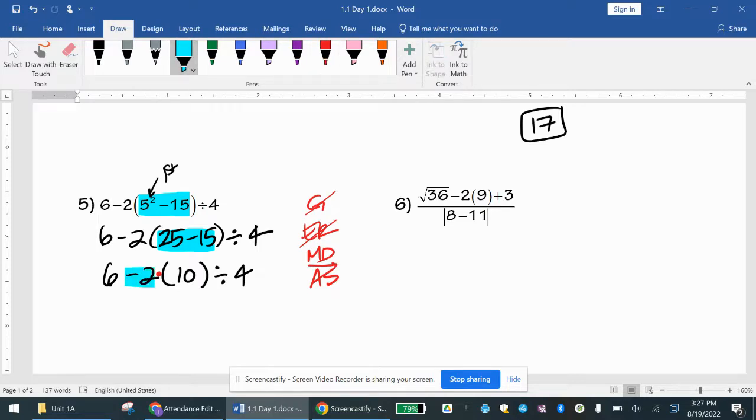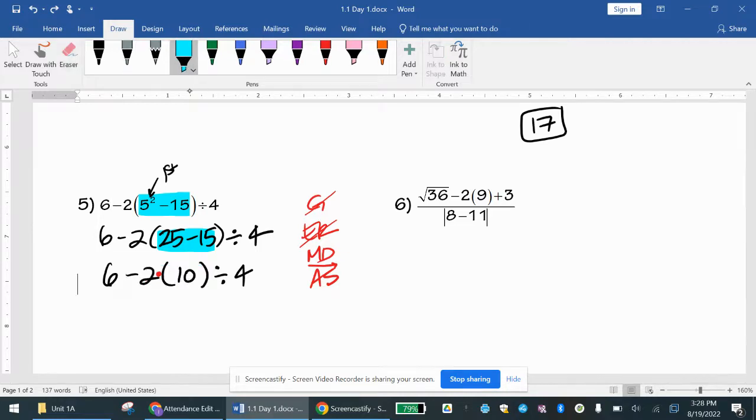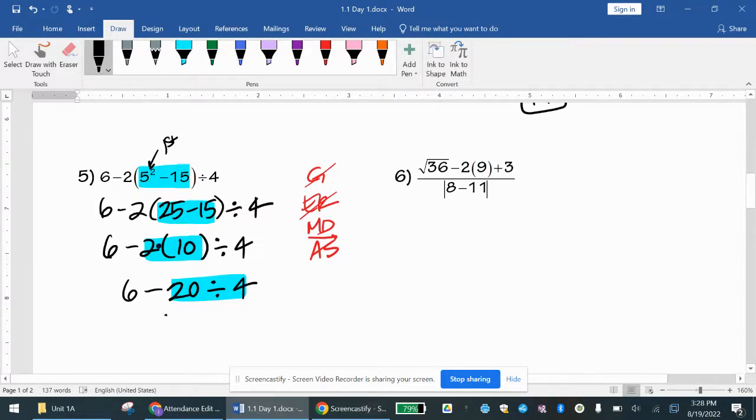So I have to first multiply negative 2 and 10, or the way you could think about it too, instead of thinking about it as negative 2 times 10, you can just do 2 times 10 and bring down the subtraction. Keep doing multiplication or division before you do any addition or subtraction.